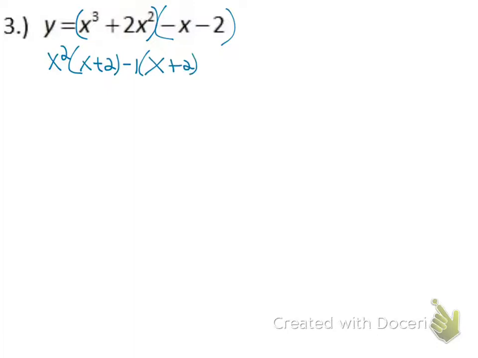Now this looks kind of funny here. What do I do next? Well, both of these terms have the x plus 2 in common. So we need to factor out the x plus 2. And our leftovers are going to be our 2 GCFs, which is x squared minus 1.